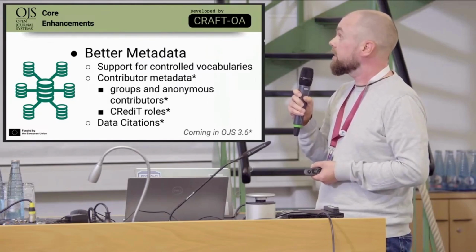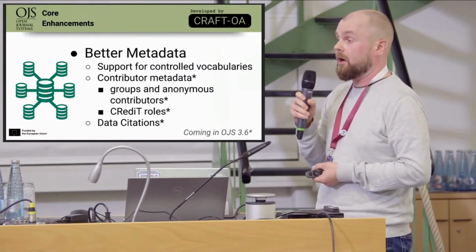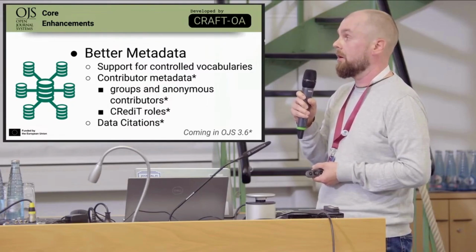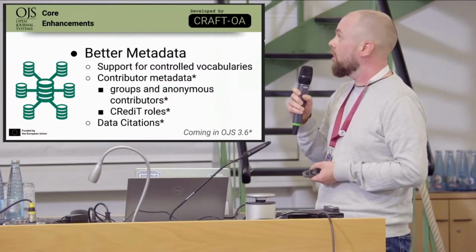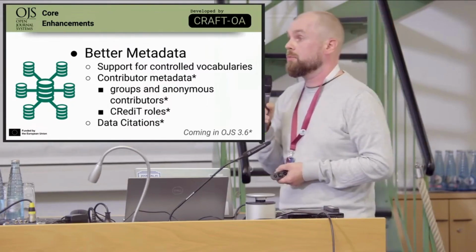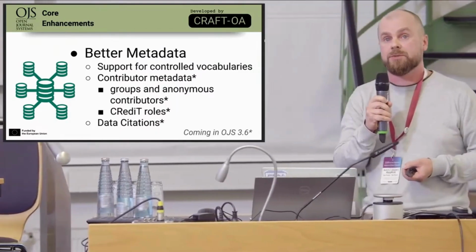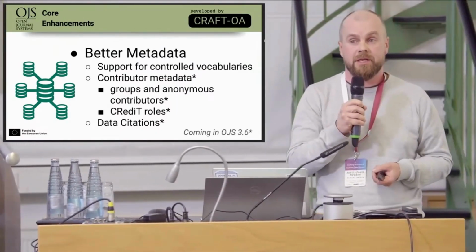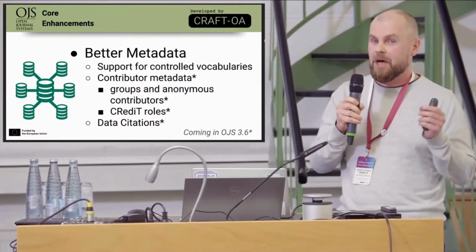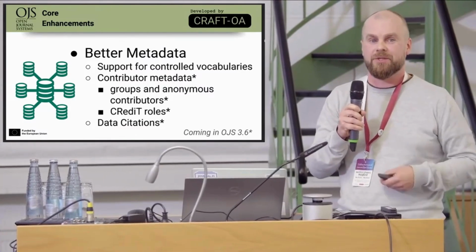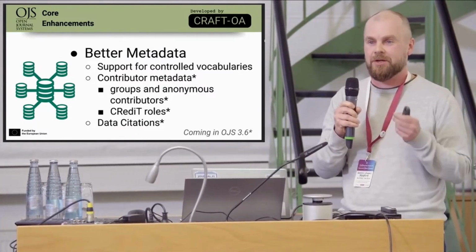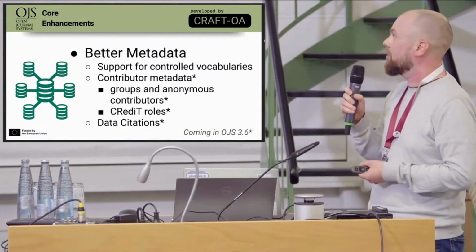The other thing is contributor metadata, where we did some major overhauls. We added core support for CRediT roles into OJS. It has been a plugin in OJS before, but now it's basically in the core. It's now in the development version of OJS, so it's coming in 3.6. It's not available yet, but it's there already.